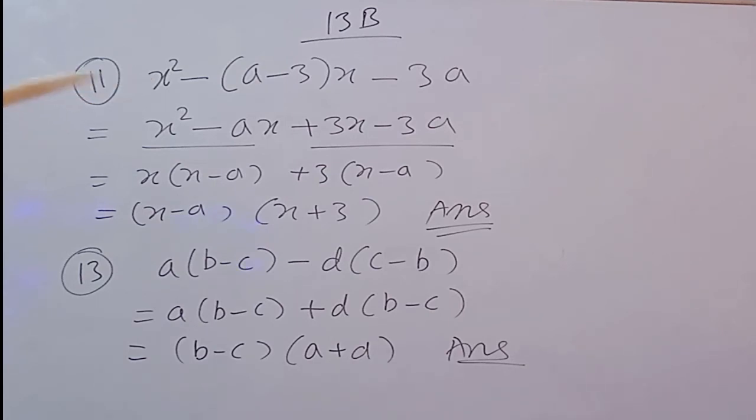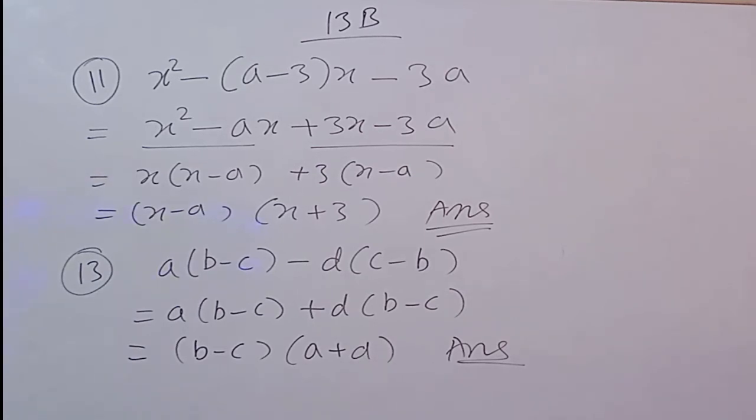Similarly, from the second pair we can take the 3 common. So 3 and inside the bracket we are having x minus a. Now x minus a we are having common in both terms. So taking out x minus a, in the bracket we get x plus 3. So in that manner you can do question number 11.